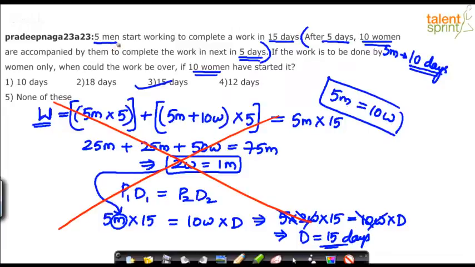Now, we know that 5 men can complete in 15 days. So 10 women will complete in how many days? 5 men are equal to 10 women. So if 5 men can do in 15 days, 10 women will also do in 15 days. Are you able to follow?